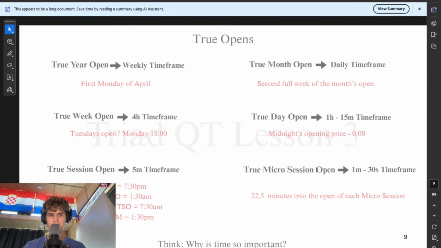True micro session open, 1 minute to 30 seconds time frame. 22.5 minutes into each open of the micro session. Right? So that's an hour and a half, which is a 90-minute cycle, split into quarters. 90 divided by 4 is 22.5 minutes. Makes sense? So that would mean at 7:52.5 Asia session, that is the true micro session open.